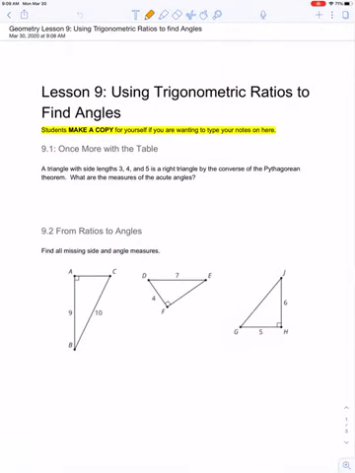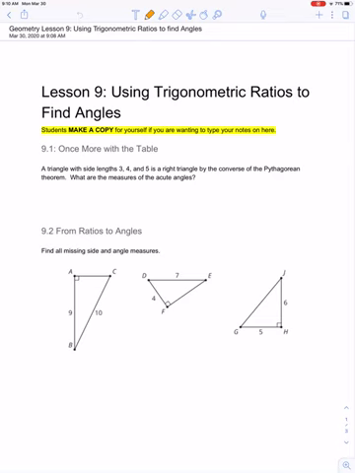Okay, so now we're going to look at Unit 4, Lesson 9, using trigonometric ratios to find angles. All right, so 9.1, the warm-up. A triangle with side lengths 3, 4, and 5 is a right triangle by the converse of the Pythagorean theorem. What are the measures of the acute angles?